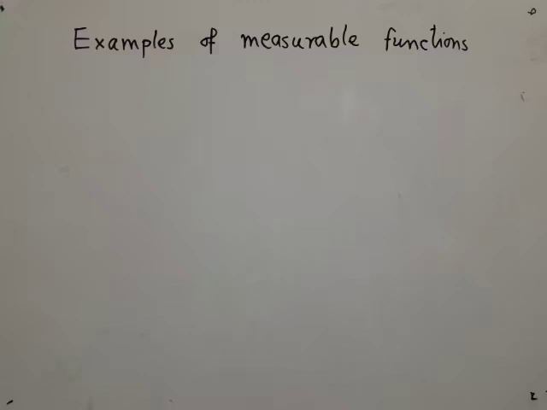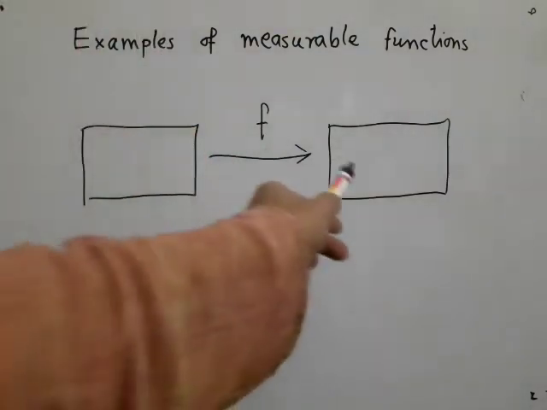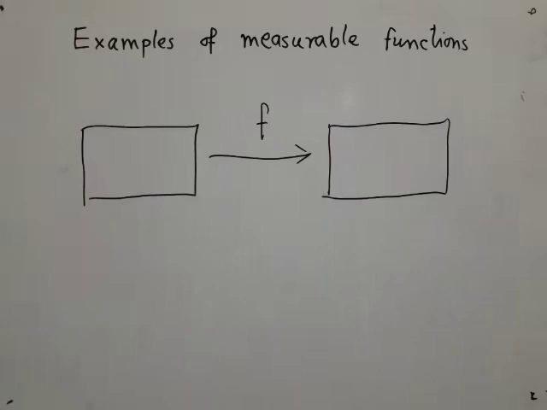In this video, we shall look at a number of examples of measurable functions, with our aim being to have a feel for which functions should be measurable and which not. Suppose that we have two sets and a function f between them. So this is the domain and this is the codomain. So far there is no question of measurability anywhere.